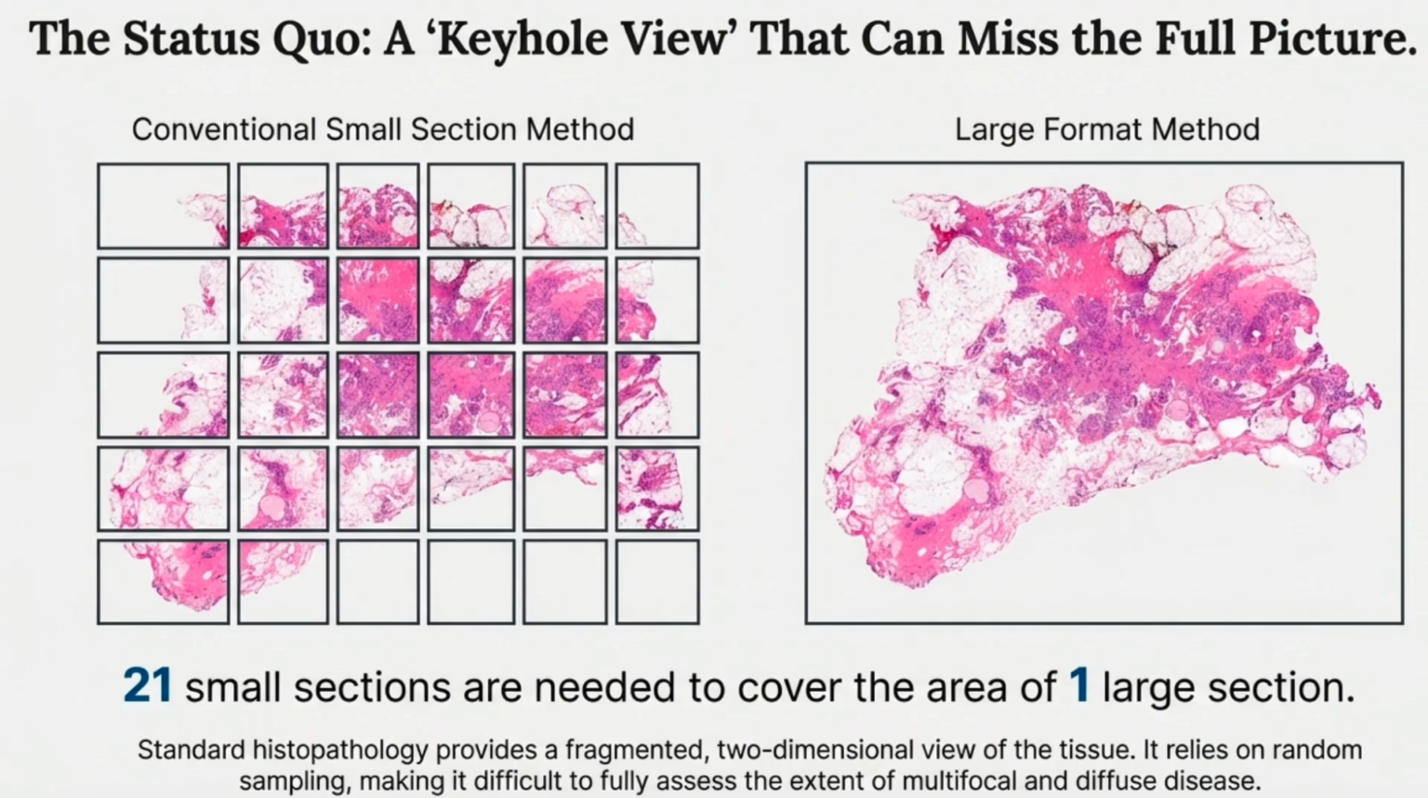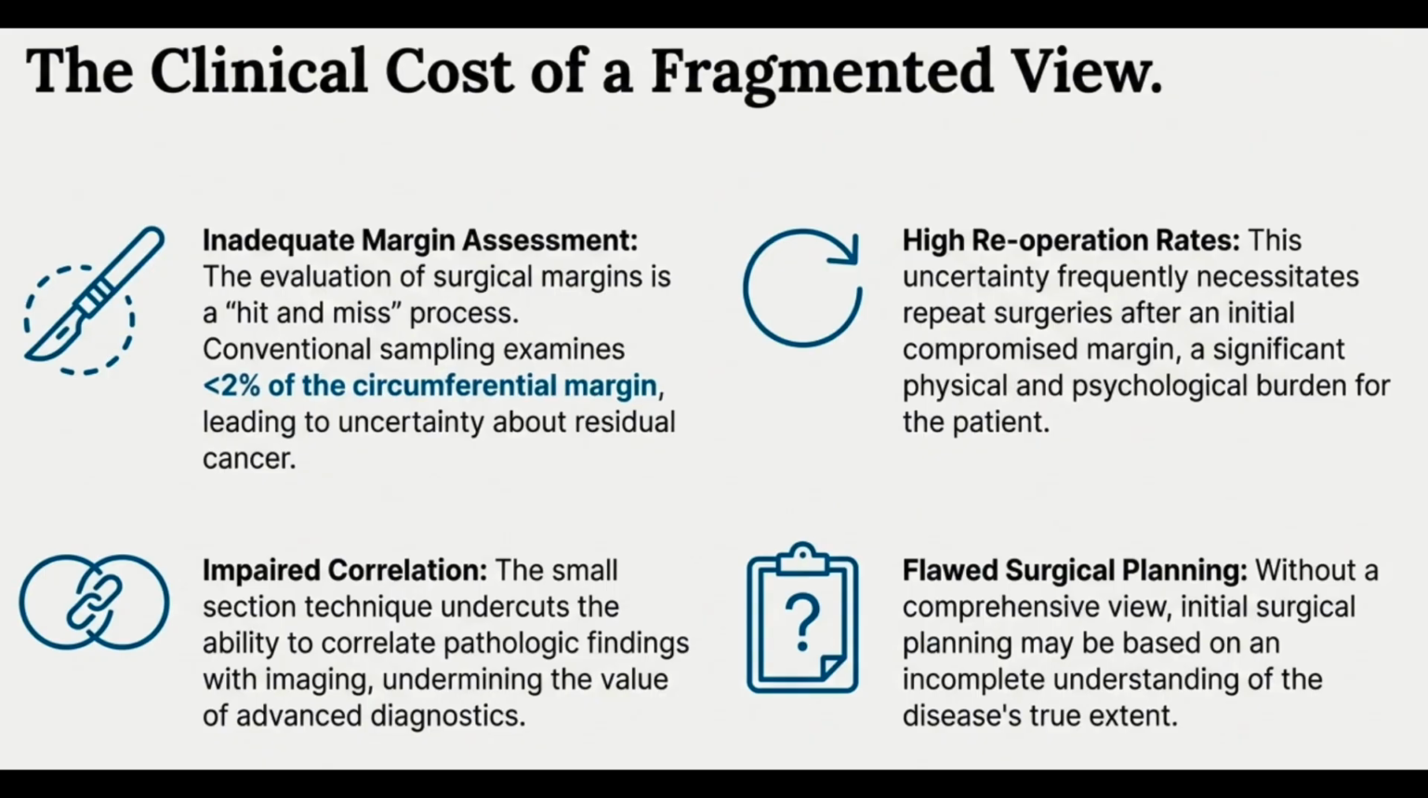So if it's more complex, it costs more, it needs new tech, why is it better? This must be where that correlation piece comes in. That's it. The correlation is what makes the whole investment worth it. LFH establishes a one-to-one, incredibly accurate morphological correlation between the diagnostic images, the mammogram, the MRI, what the surgeon saw before the operation, and the microscopic findings. So the pathologist isn't just looking at tissue in a vacuum. No. They're looking at a tissue map that lines up perfectly with the map the radiologist already made.